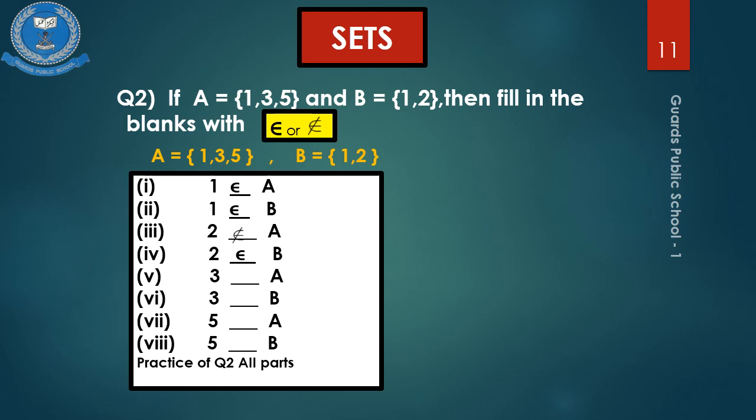Now look at part 1. 1 dash A. Now see the set A. 1 is present in this set. It means that 1 is a member of set A and it belongs to set A. So we will write the symbol of belongs to in the first blank.